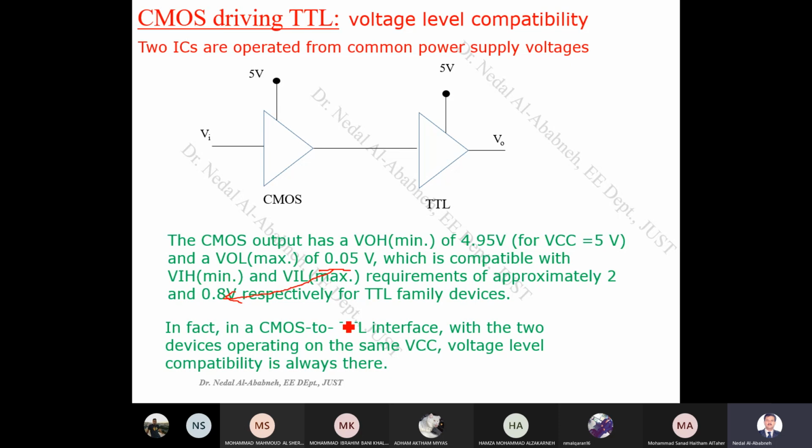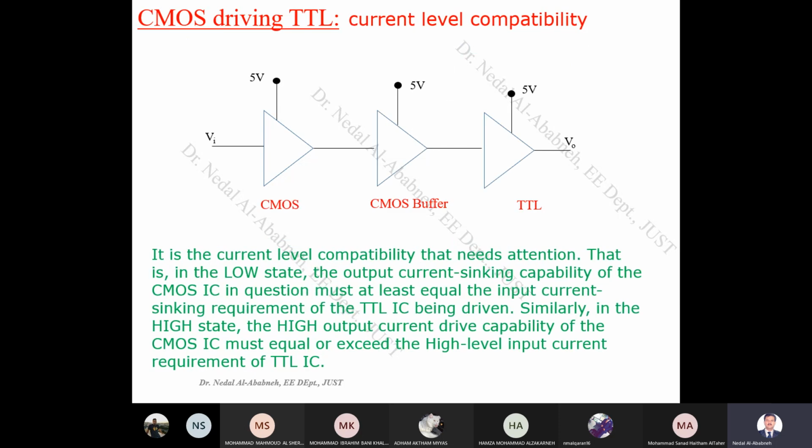طبعا هذا الحكي if we talk about the two logics operating at the same power supply، لاحظ 5 مثلا على الخمسة. طبعا إذا كانوا بيشتغلوا على different VDD، واحد على 10 واحد على 5، now you have some problems with the compatibility، وبالتالي you have to look for an interface circuit. بالنسبة للـ currents, we need to be careful about the currents.